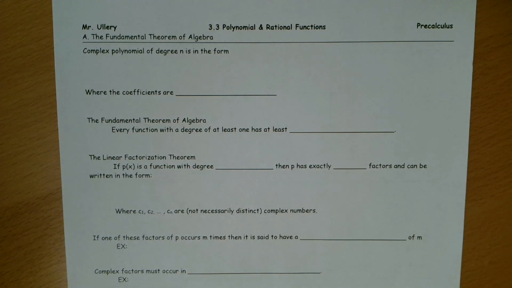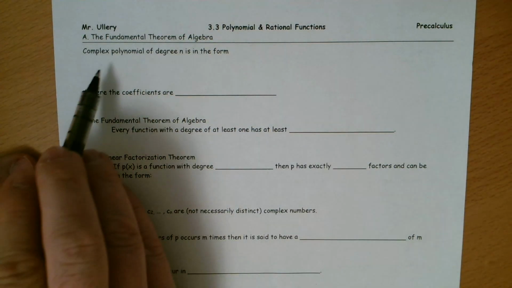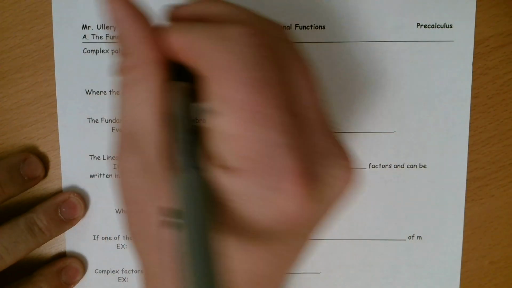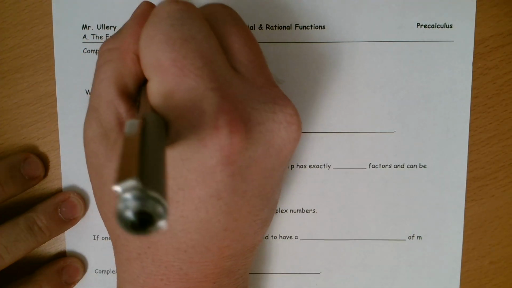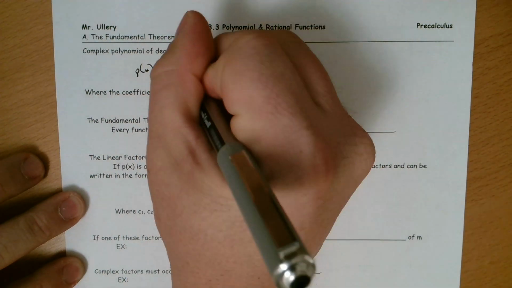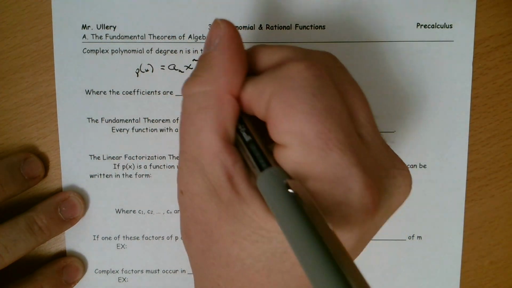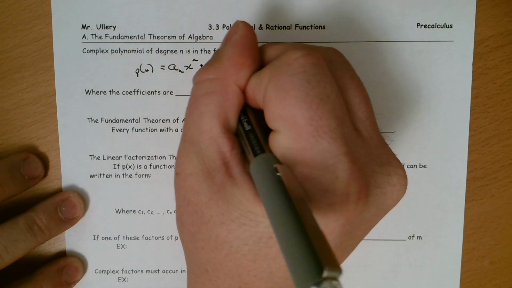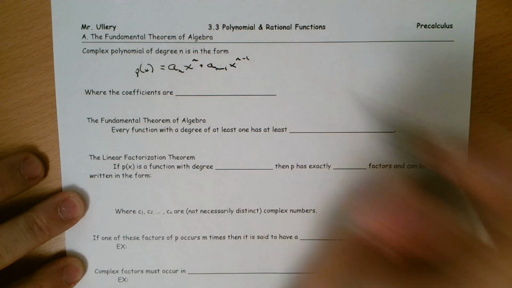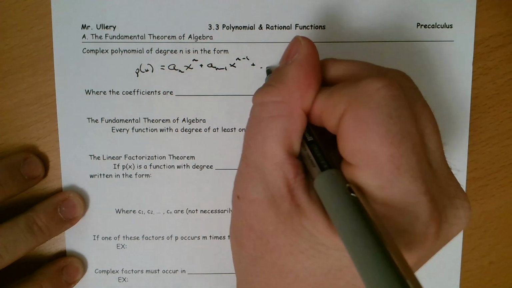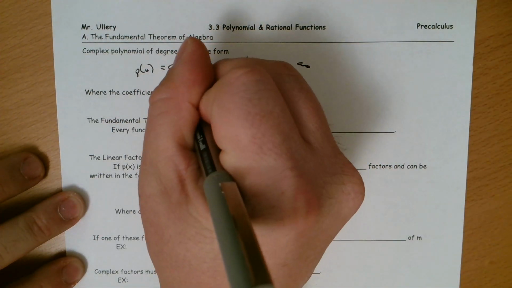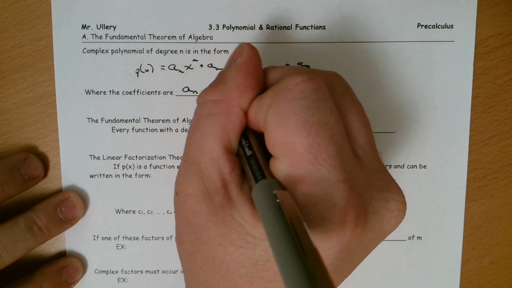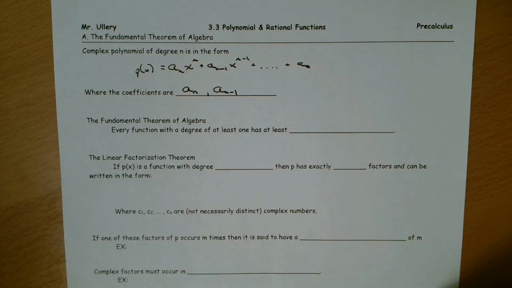Today we're in Chapter 3, Section 3, talking about polynomial and rational functions. Okay, so just to review, a polynomial of degree n, a complex one, is in the form of a sub n times x to the n, and then it goes in descending order by power, all the way down till you get to some constant, where those a's are all your coefficients.